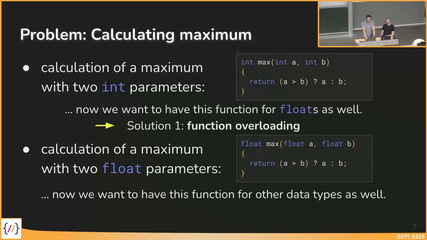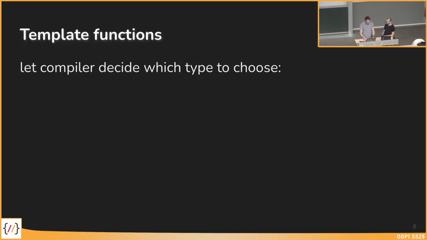But now we want to do this for some further data types as well, and we always have the same implementation inside those functions. So this is not that nice if we extend it for each type we want to have. And this is somehow the motivation for today's first topic, using template functions. And now we have a look at how this works.